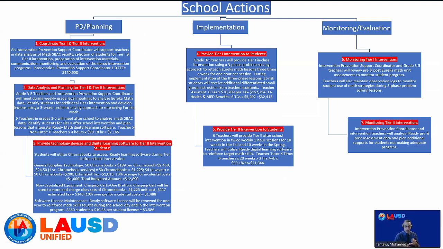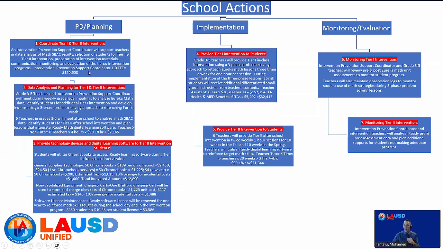Part of your development of your actions is also thinking about how do you align your Title I budget to specific actions. So an example of that might be that I would hire an intervention prevention coordinator to do that work. And you want to make sure that when you align your budget, that each budgeted item is aligned to a specific action. So you'll notice that that prevention support coordinator is described at the end of that first action in my PD planning actions.